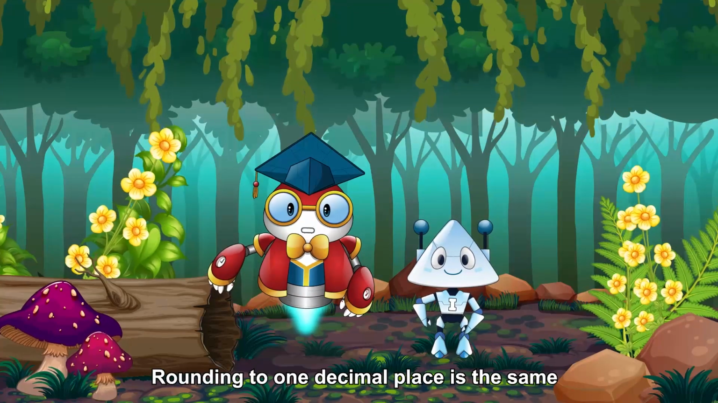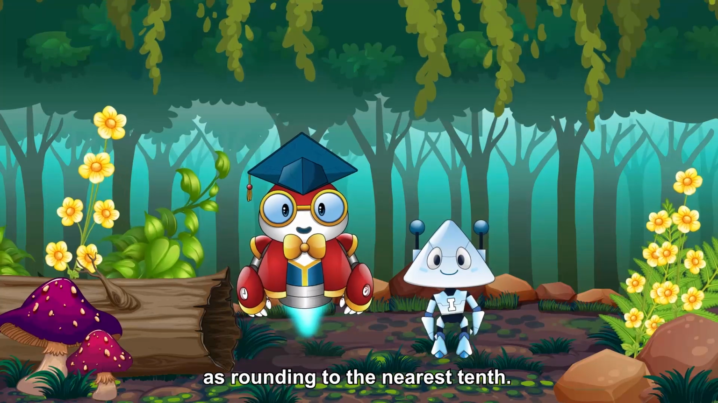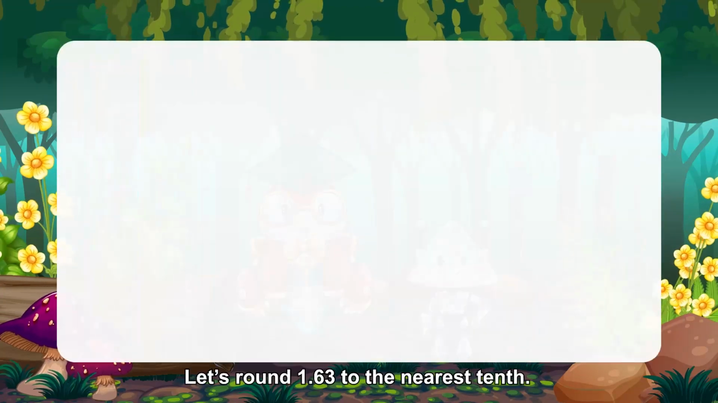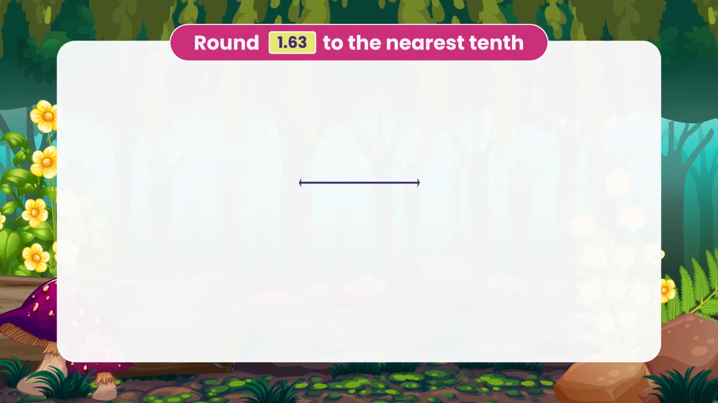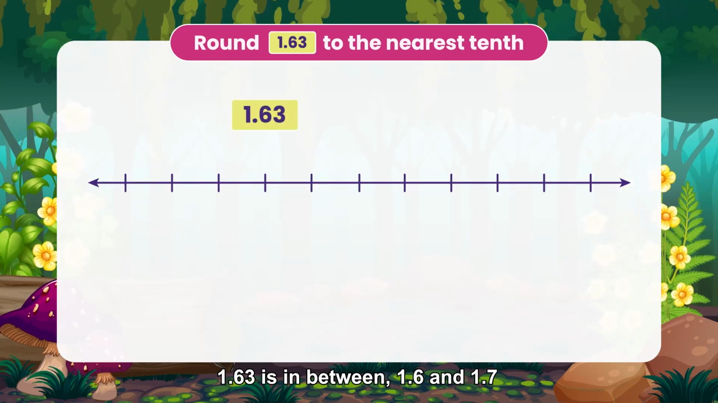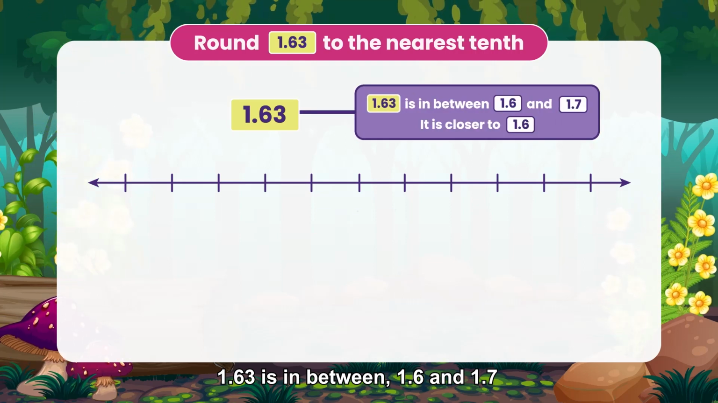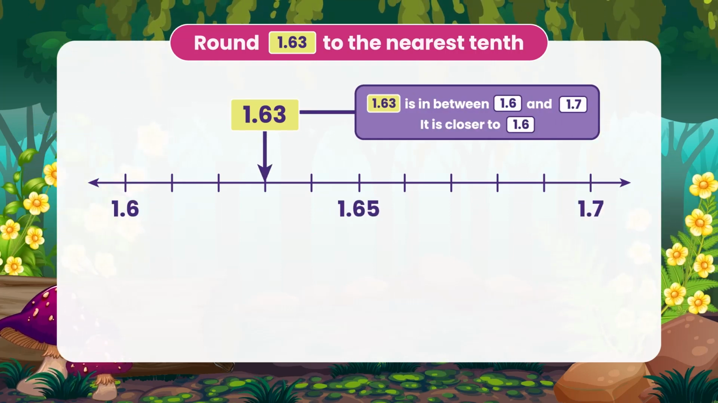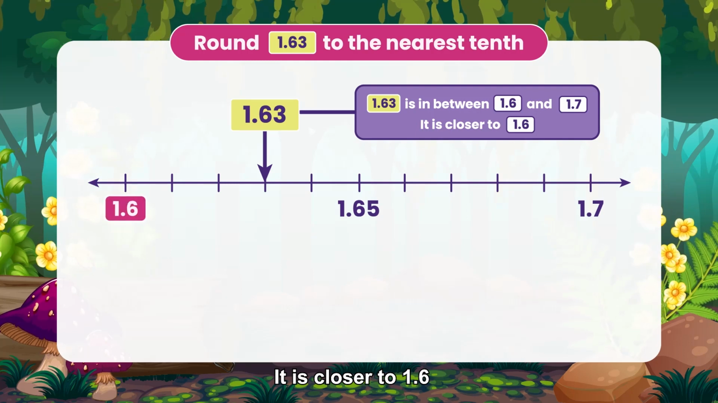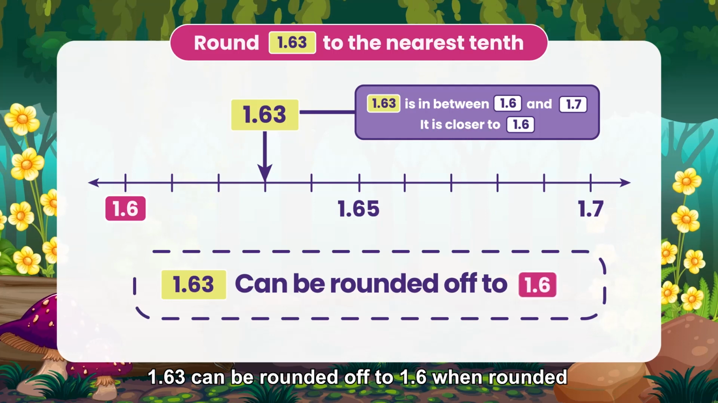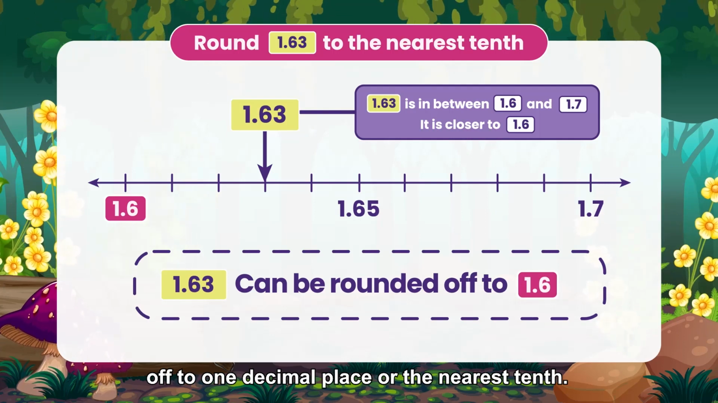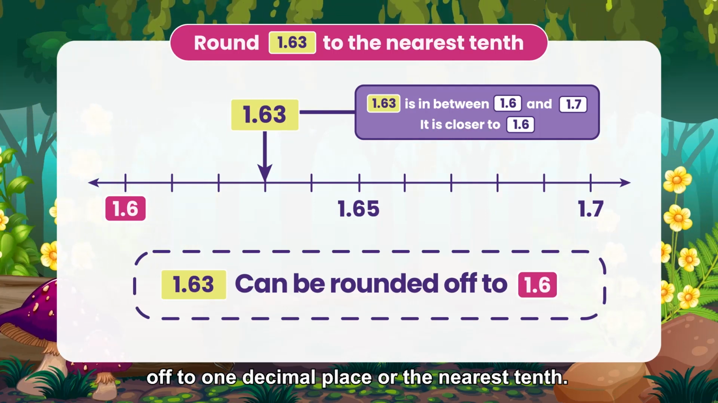Rounding to one decimal place is the same as rounding to the nearest tenth. Let's round 1.63 to the nearest tenth. 1.63 is in between 1.6 and 1.7. It is closer to 1.6. 1.63 can be rounded off to 1.6 when rounded off to one decimal place or the nearest tenth.